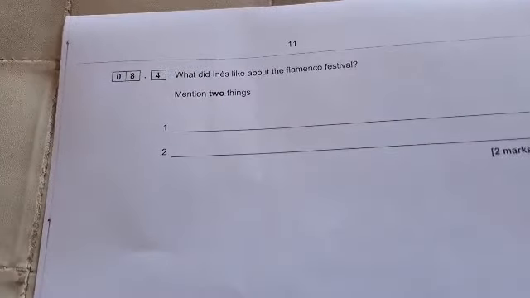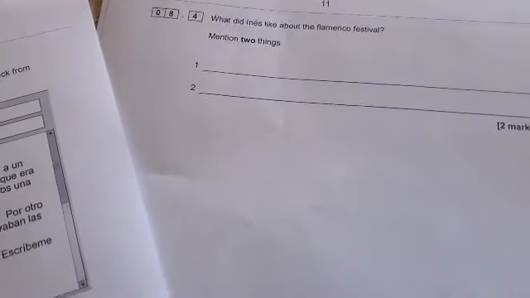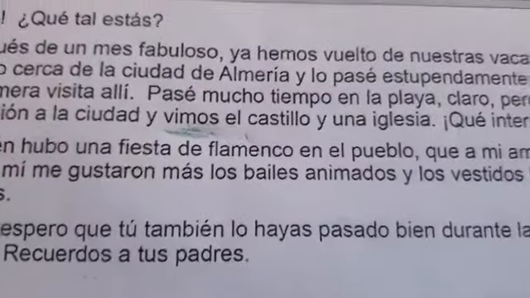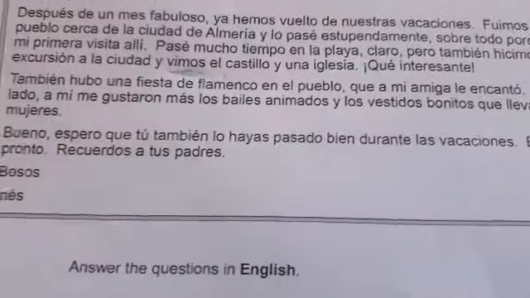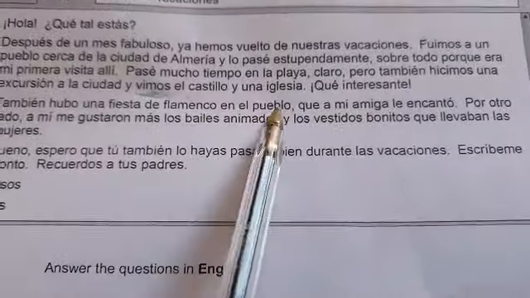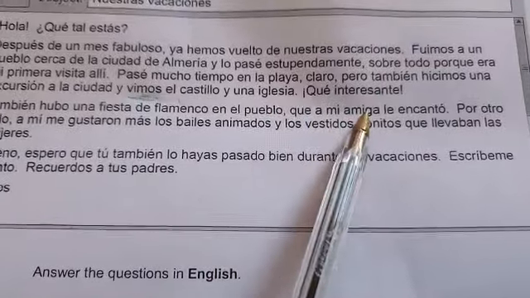And number 4, which is the same exercise. What did Inés like about the flamenco festival? So we're going to look for in the text for flamenco. There it is, looking at us. So we're going to look for what did she like. Look for me gusta or me gustó. Look for that. Next to that.